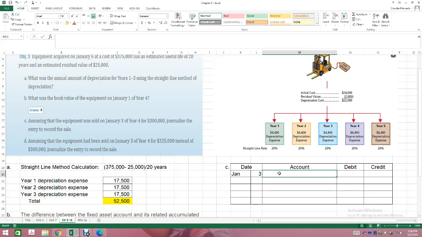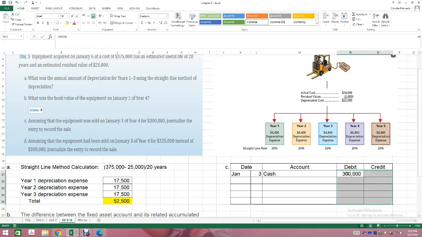Okay, so it says here that the equipment was sold year 4 for $300,000. So how much money did we receive? Well, we received $300,000. Okay, let me just put some commas here.